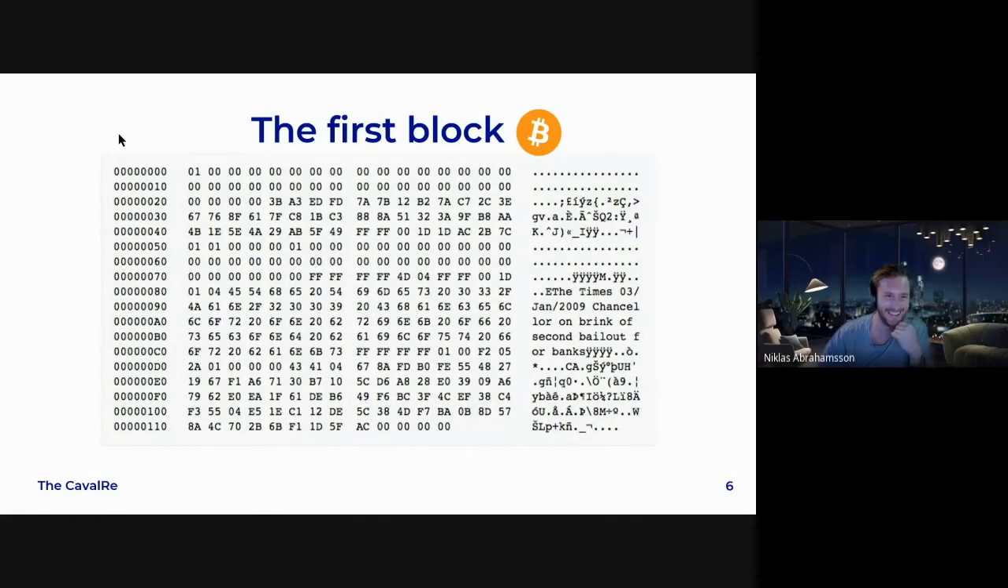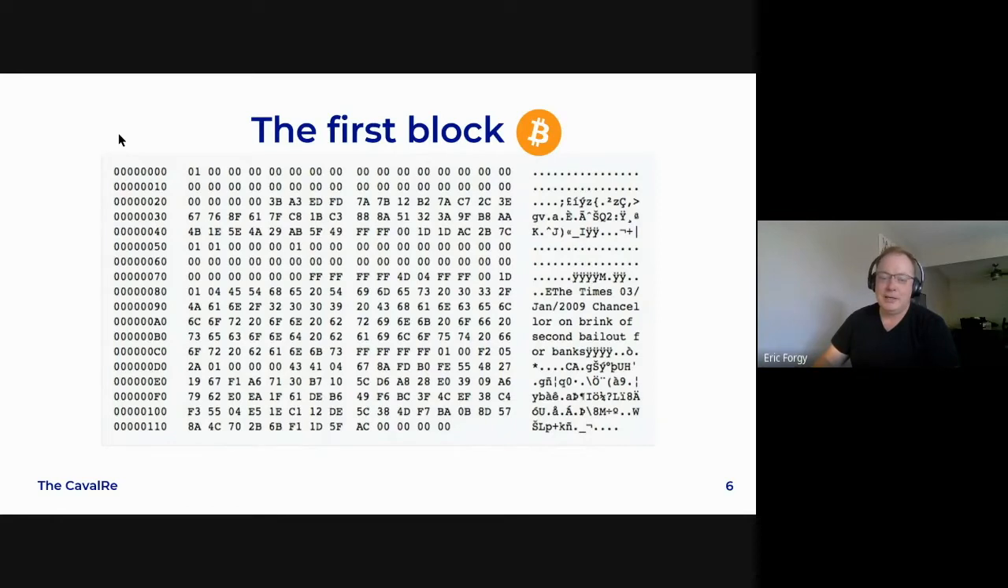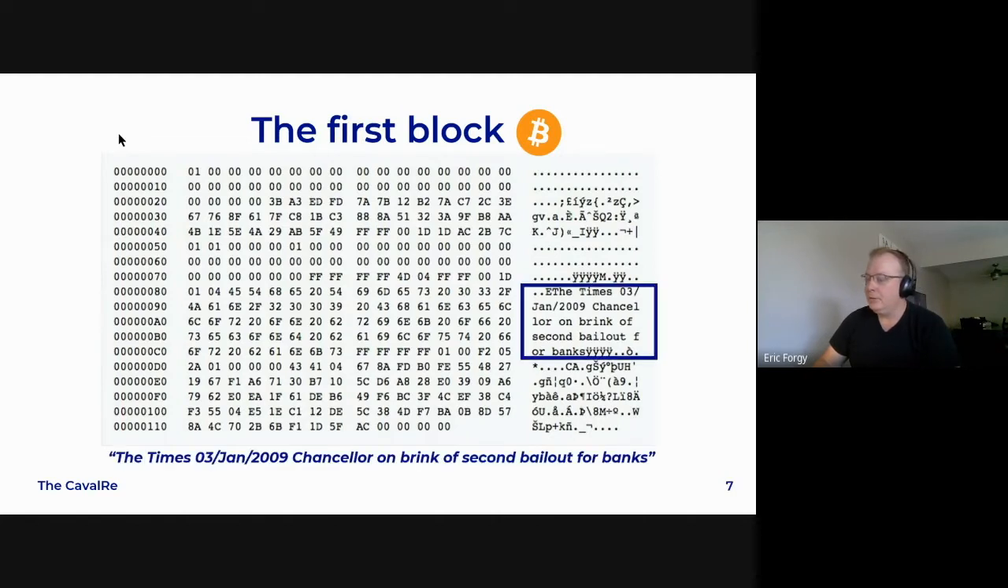Sorry about that. So anyway, the first block, you can see this now. The first block of the Bitcoin blockchain, and the interesting thing to note here was that embedded in this first block was a message. And what is this message? It says, the chancellor on brink of second bailout for the banks.